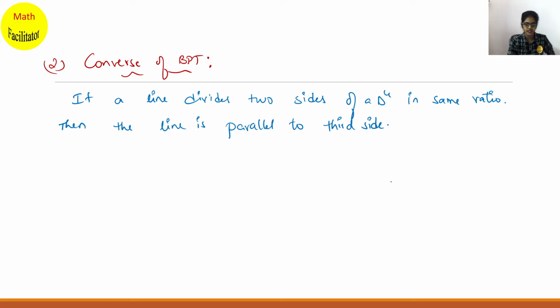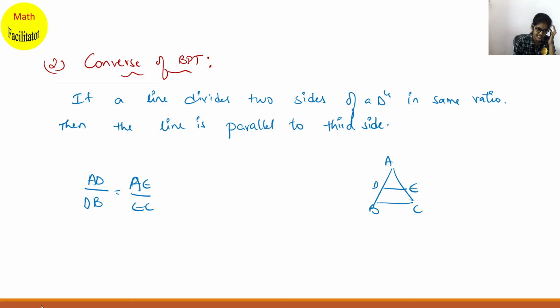Clear? So suppose this is triangle ABC and this is the line DE. Now DE is dividing the two sides AB and AC in the same ratio. Just see here, this line is dividing AB into two parts and AC into two parts. So if the ratio AD by DB is equal to AE by EC, then DE is parallel to BC. So this is the meaning of the statement.